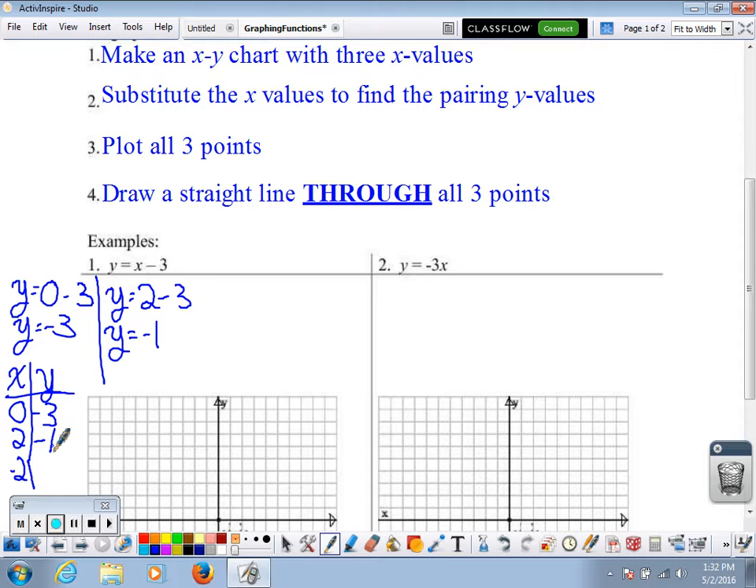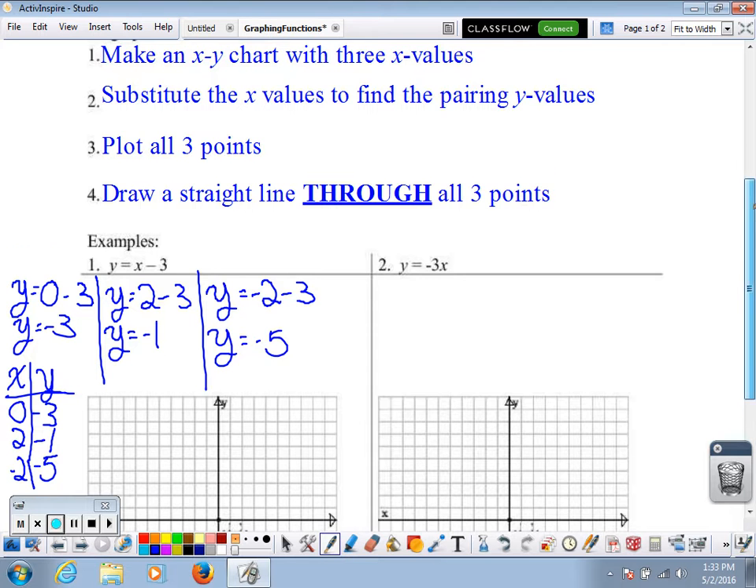Okay, then lastly, I'll use negative 2. We'll say Y equals negative 2 minus 3. Well, negative 2 minus 3 is negative 5. So that means that when my X is 2, or excuse me, when my X is negative 2, my Y is negative 5. Now, I have my XY chart with all 3 points. I want to take those 3 points and I want to put them on the graph.